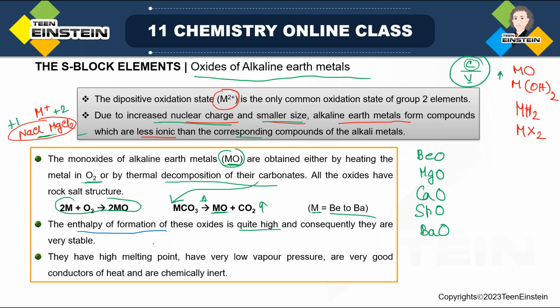So when it is very high, mostly it is a negative value, that is, energy is released, so that is why it is negative. When it is high, that means they are very stable. They have high melting point, very low vapor pressure, very good conductor of heat, and are chemically inert. So you can deal with these oxides easily. They are not very reactive. So see, this is one important difference with the oxides of alkali metals. Oxides of alkali metals are comparatively much more reactive, not like this. So these are the characteristics of these oxides of alkaline earth metals. Fine.